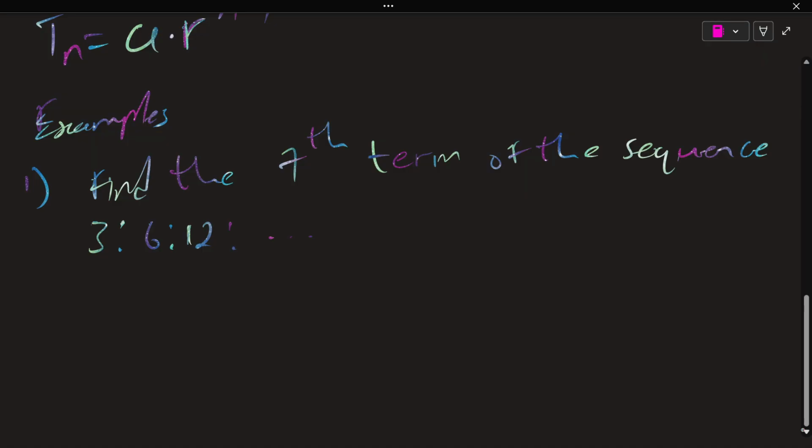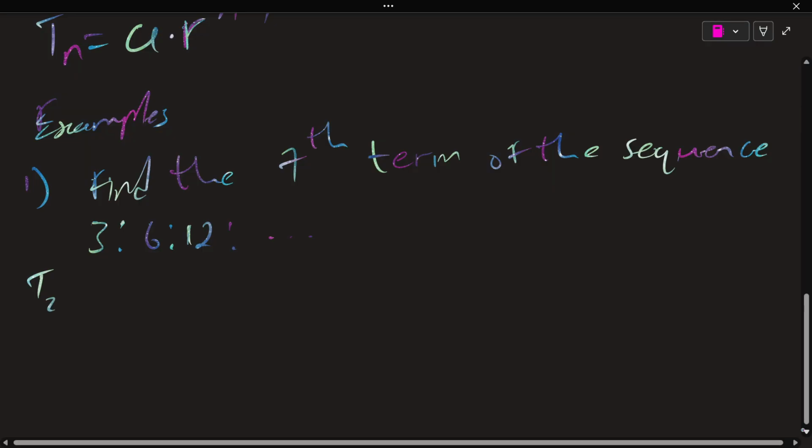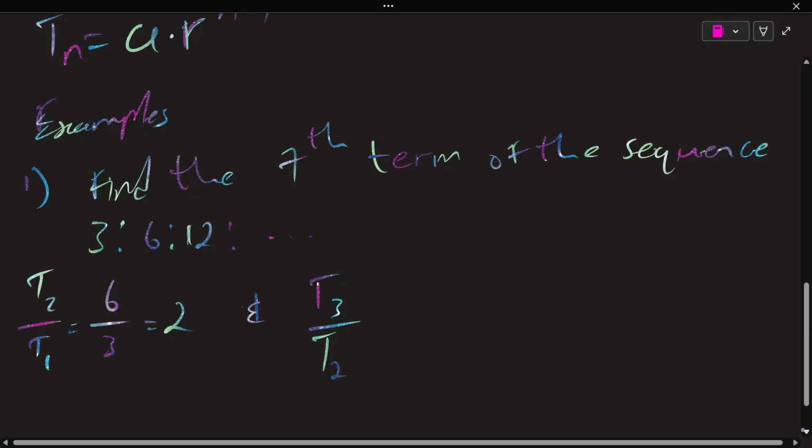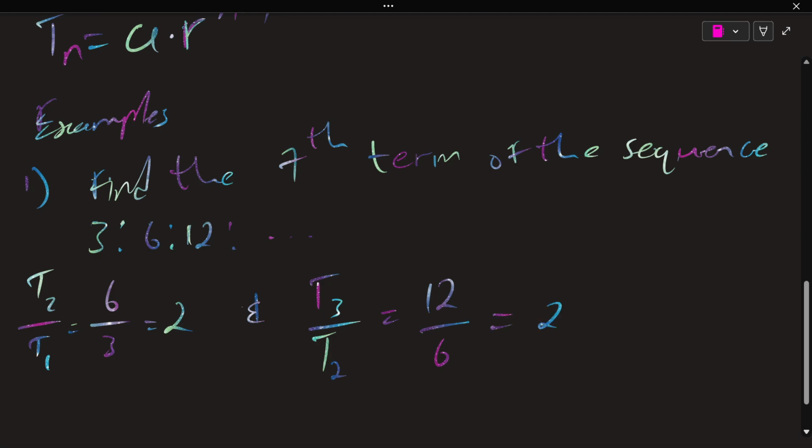Now with this one here, we're going to divide the second term by the first term. This will give us 6 divided by 3, which equals 2. And also the third term divided by the second term. This will give us 12 divided by 6, which will give us 2.